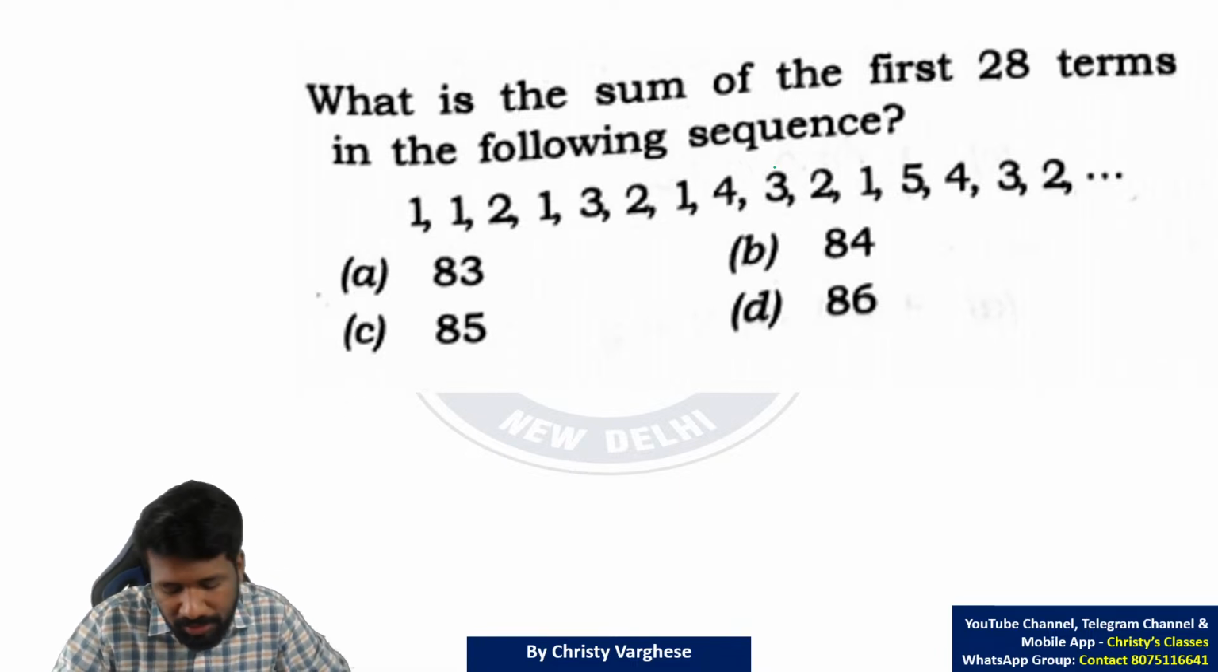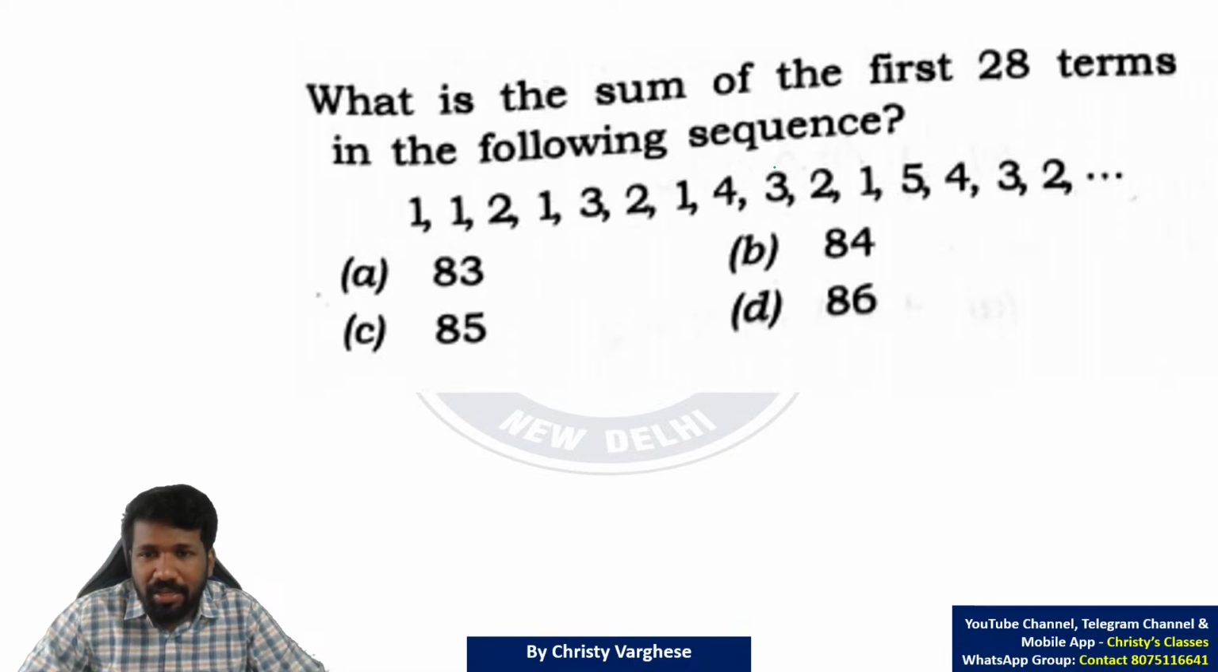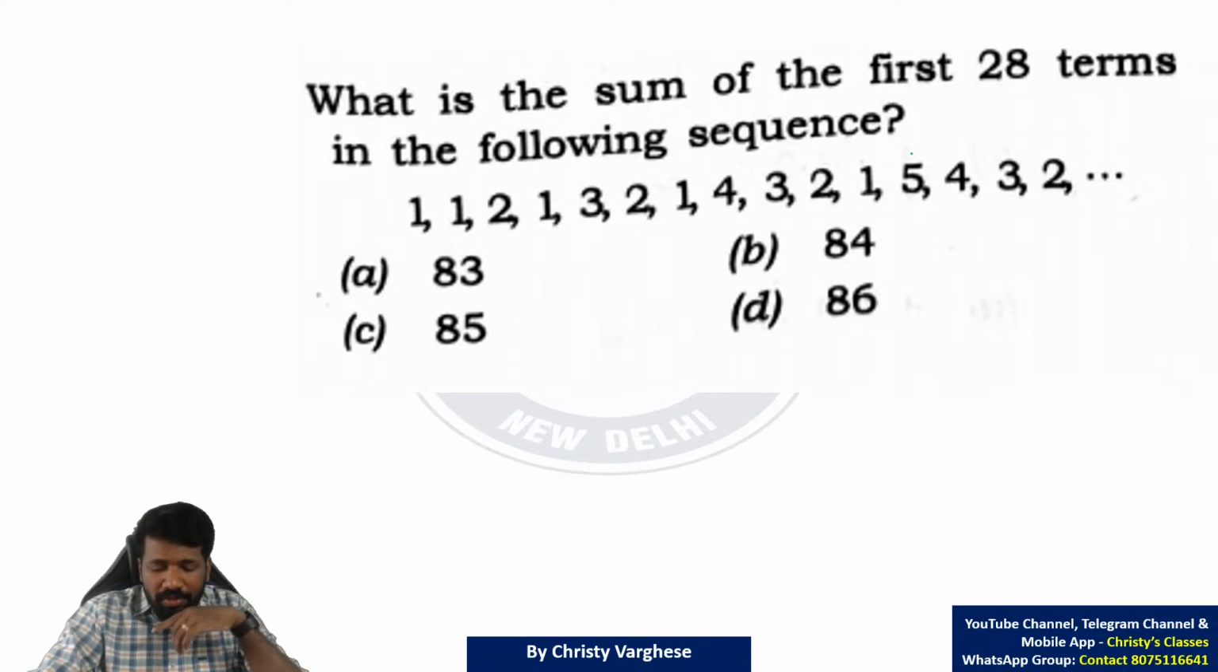Okay, this is a very interesting question. If you read the question properly, it is very easy. What is the sum of the first 28 terms in the sequence? So now, how many terms are written? Read the terms in groups.